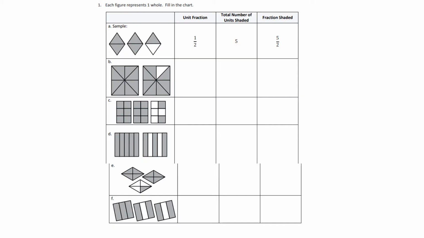So for number 1, it says each figure represents one whole. Fill in the chart. So you can see on the sample, it says the unit fraction is 1/2. The total number of pieces shaded is 5. And then for our fraction shaded, we're going to write 5 halves. So the total number shaded over the fraction unit. I'm going to give you some time to do this. I know some of the problems don't align exactly, but I think you should be able to figure out what number goes to which problem.